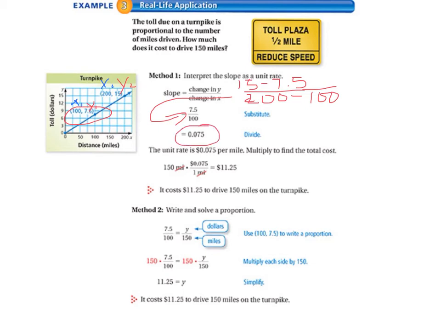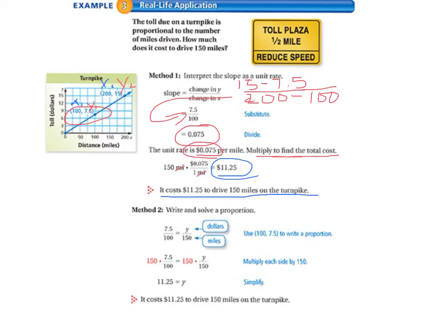The unit rate is 75 thousandths dollars per mile. So that's how much you're paying per mile. And you multiply that to find the total cost. So if you drove 150 miles, you would multiply that times 0.075 to get your total cost, and that would be $11.25. So it costs $11.25 to drive 150 miles on the turnpike.